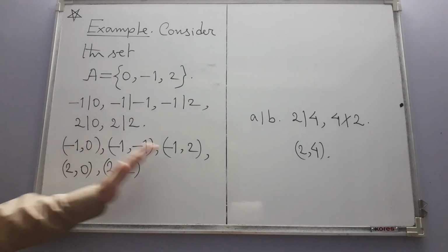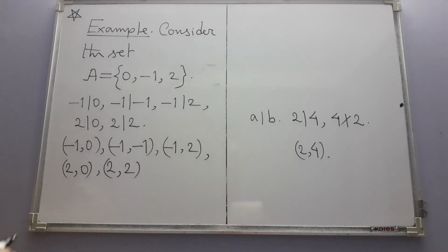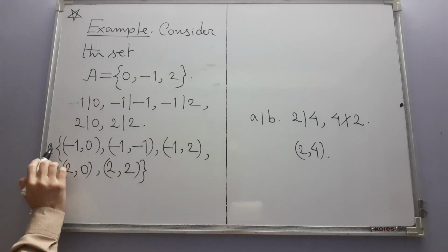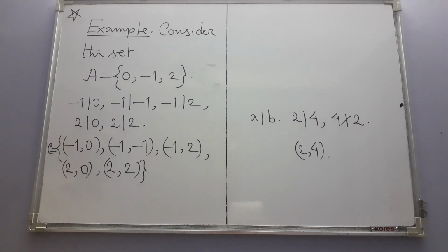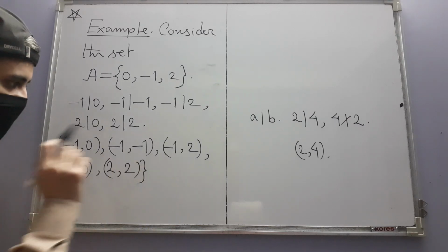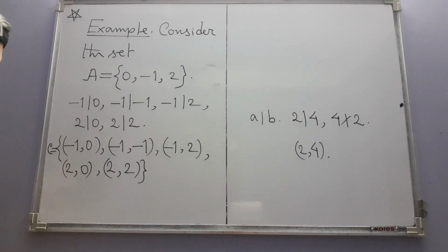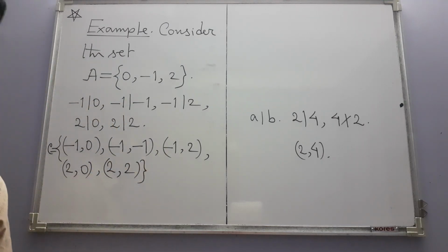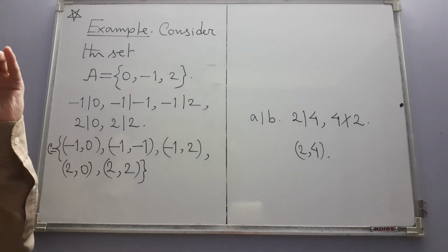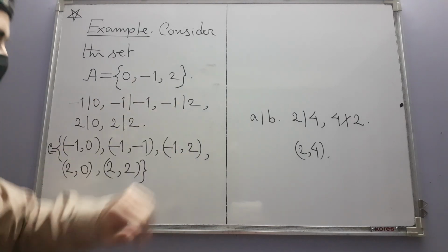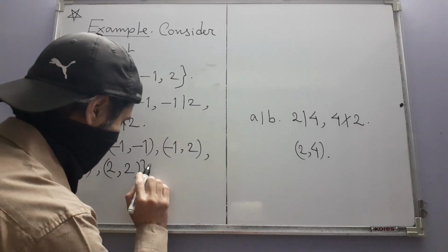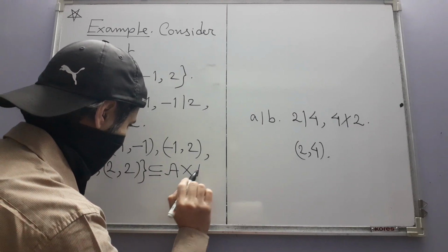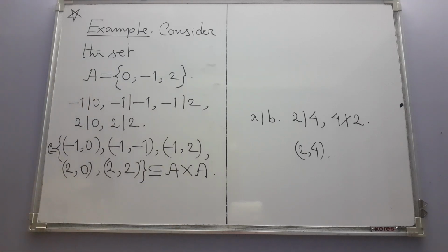Now, if we consider the collection of these things and even give it a name, say C, what do you notice about this C? You notice that its elements are ordered pairs. Ordered pairs of what? Ordered pairs of objects which are elements of A. And that's why this is a subset of the Cartesian product A times A.